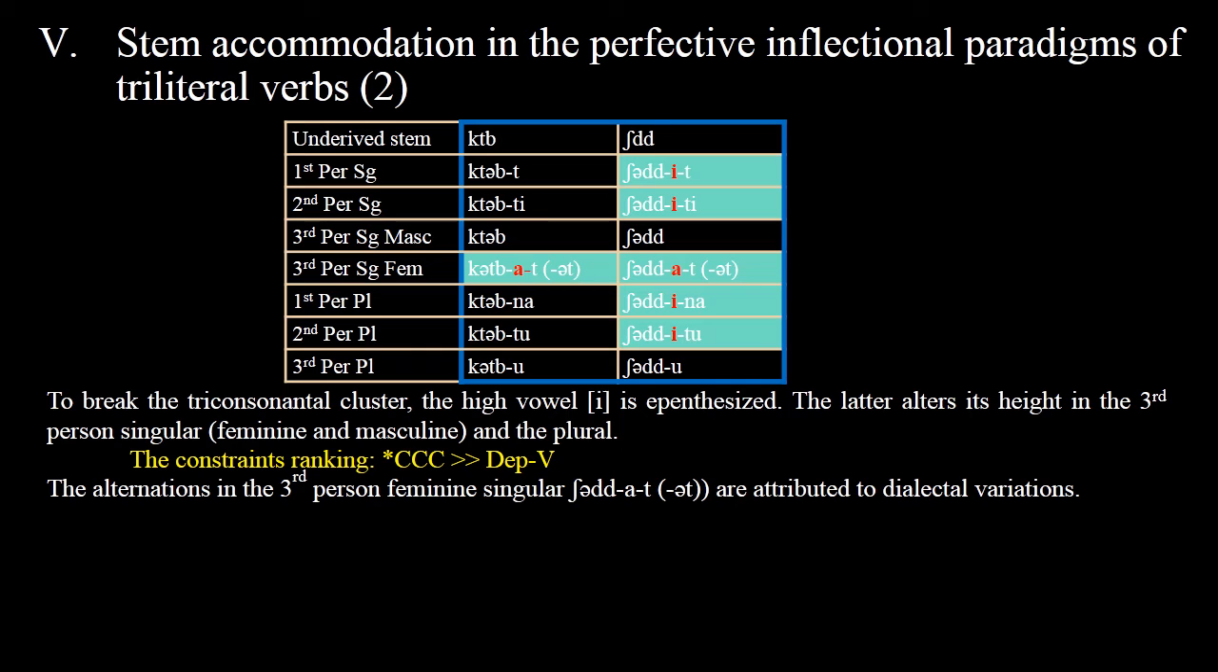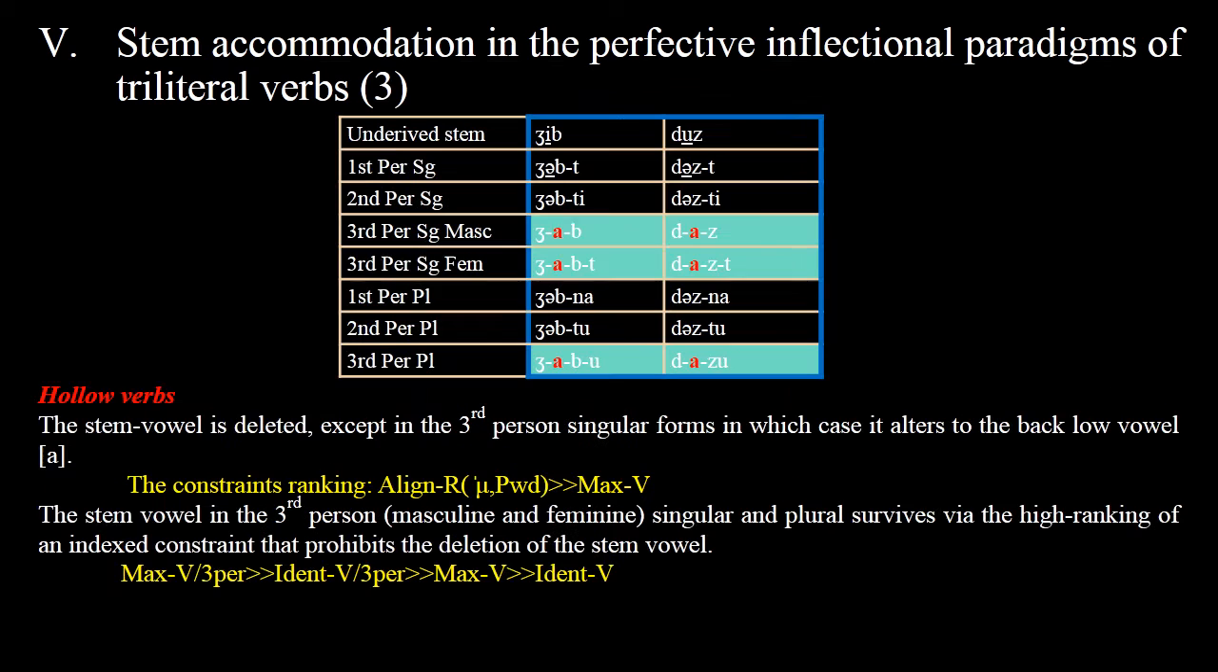To break the three-consonantal cluster, the high vowel e is epenthesized. The latter alters its height in the third person singular, feminine and masculine, and in the plural. The alternations in the third person feminine singular, shiddat, shiddat, are attributed to dialectal variations. Thus, the speaker may choose to produce a perfect iambic foot by violating the mora, or a moraic trochee, eschewing the dep mora violation. Both types of feet are attested in the metrical system of Moroccan Arabic.